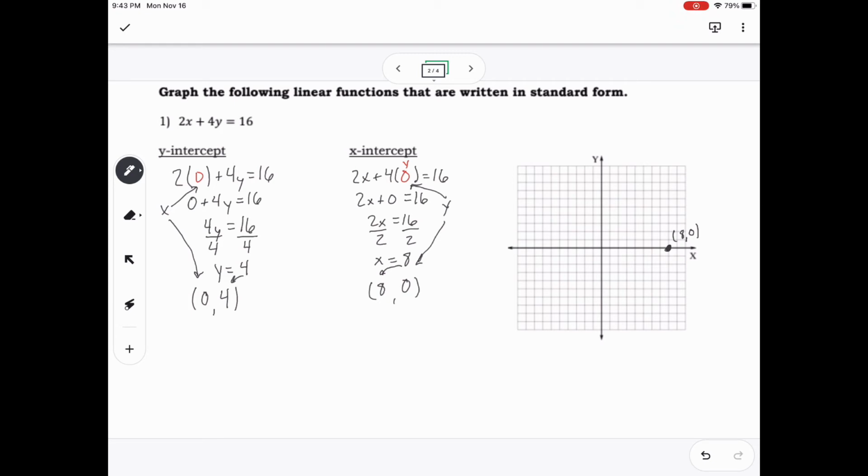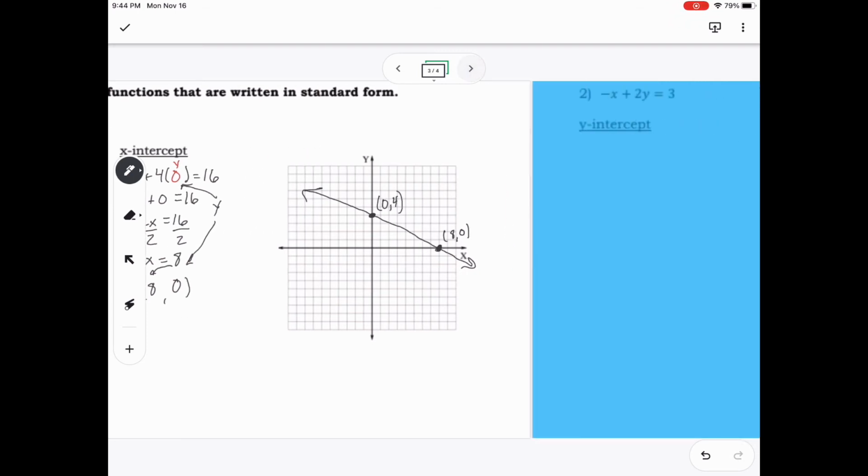And then I go to 0, 4. So from the origin, I go up 1, 2, 3, 4. And graph it right there. And then from here, now I get to graph a line as best as I can. And that's my graph. Okay, so let's try this on another problem.